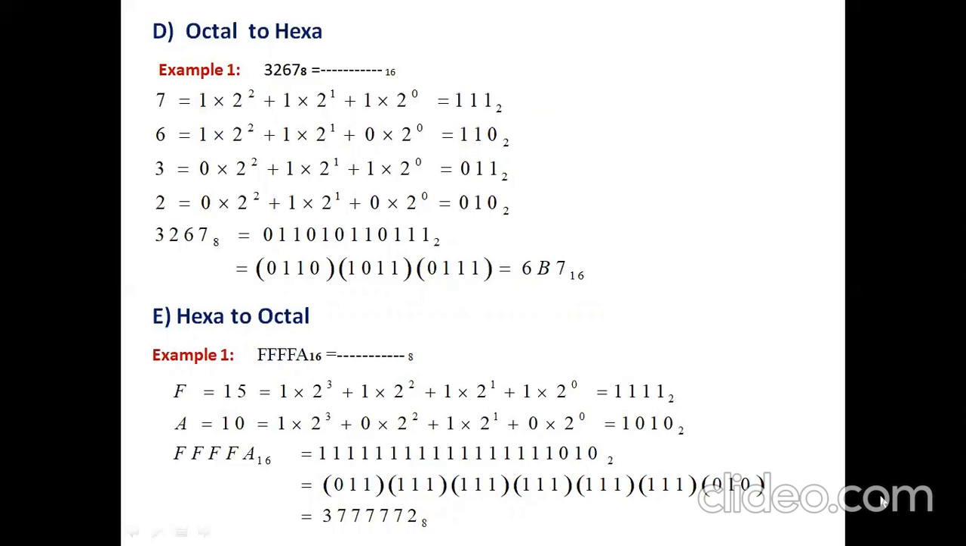Now you convert 3267 into binary. So 7 can be written as 111, 6 can be written as 110, because we are following the 4 2 1 notation. 3 is 011 and 2 is 010. 7 I have already explained: 111 for 7, 7 means 4 plus 2 plus 1. 6 means 4 plus 2. 3 means 2 plus 1, and that is 011. 2 means 010. So we have done it in this way, and we combine it and write it.